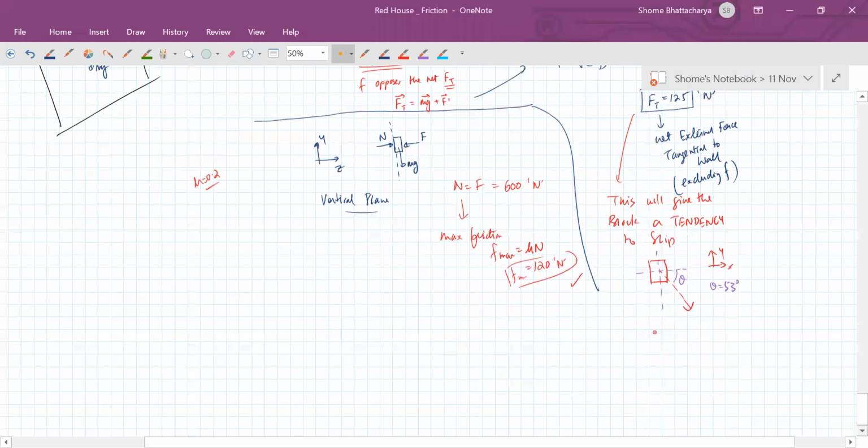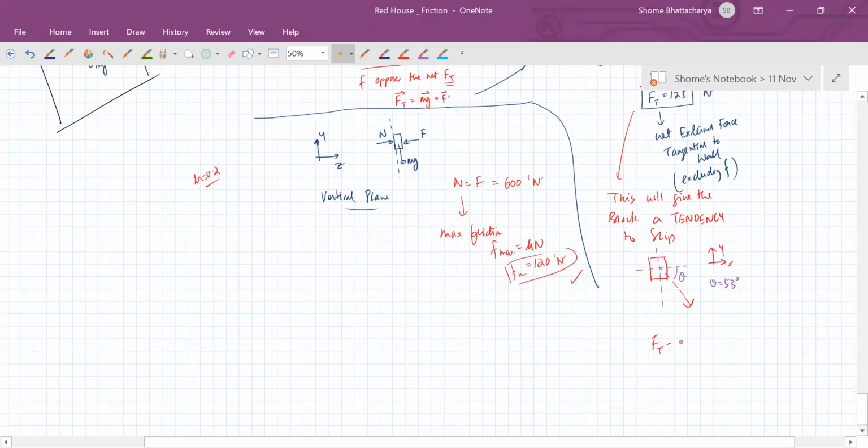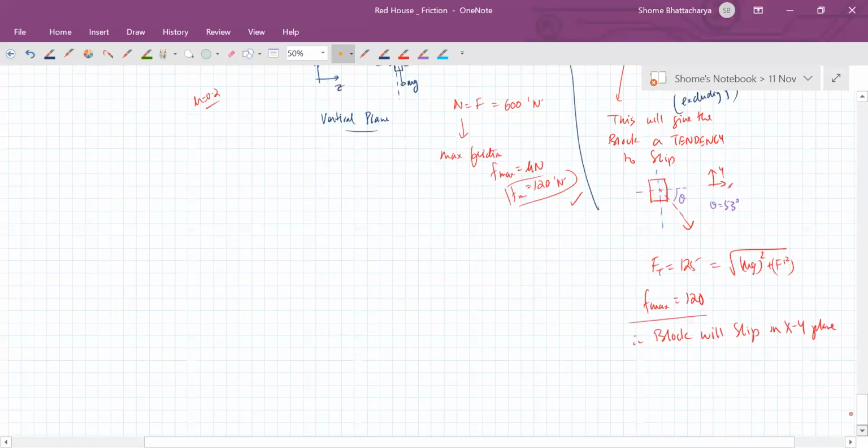So the net tangential force was 125, which is basically square root of mg square plus f prime square. And the maximum friction is only 120 newtons. So therefore the block will slip. But where will it slip? It will slip in the xy plane, that is the plane of the wall. It will neither slip vertically nor slip horizontally.